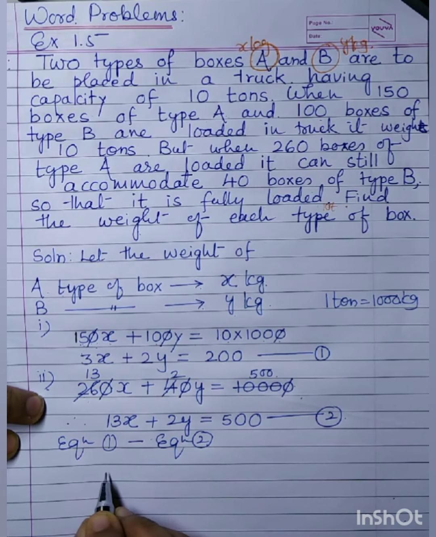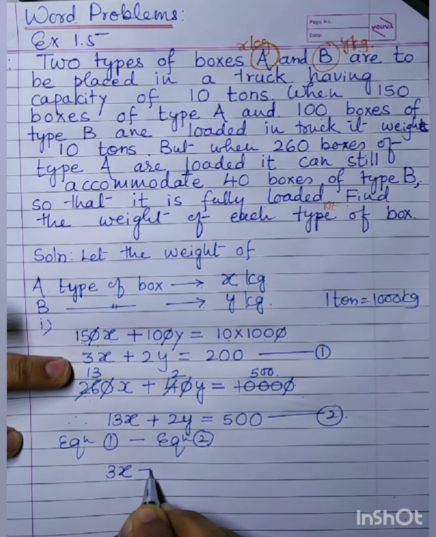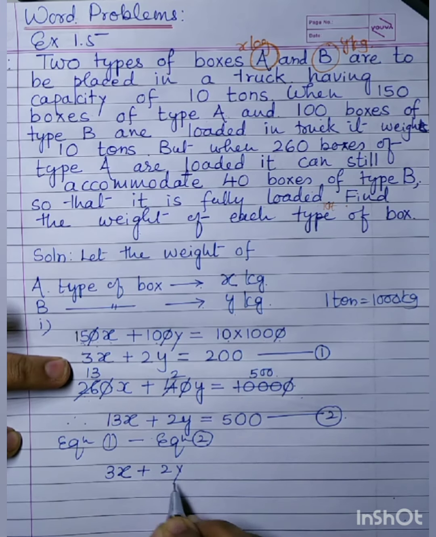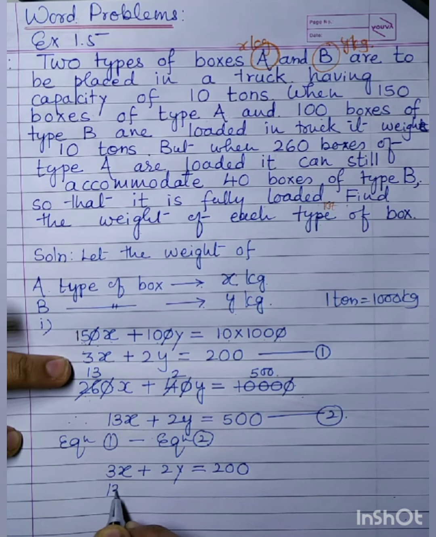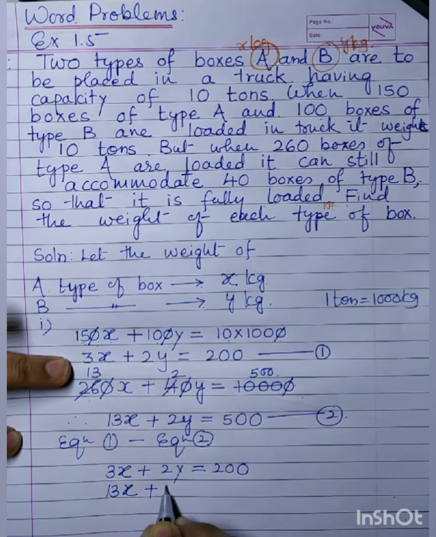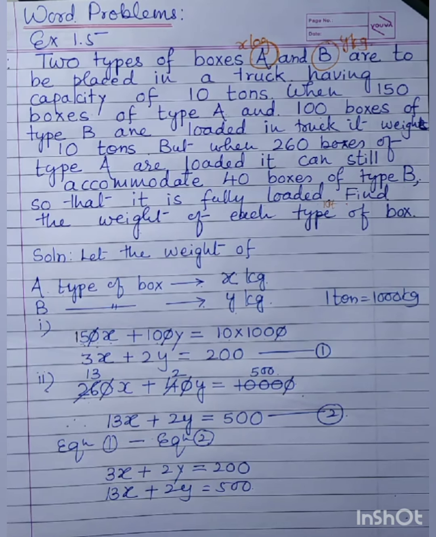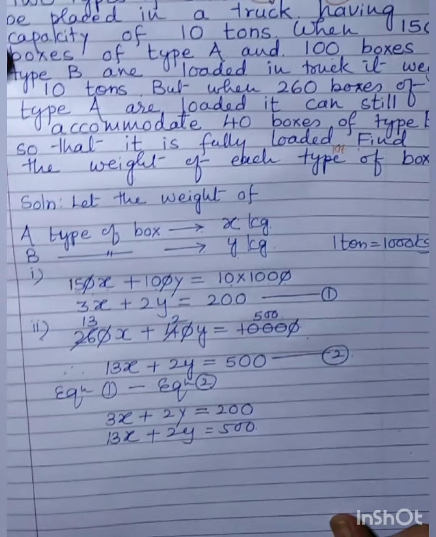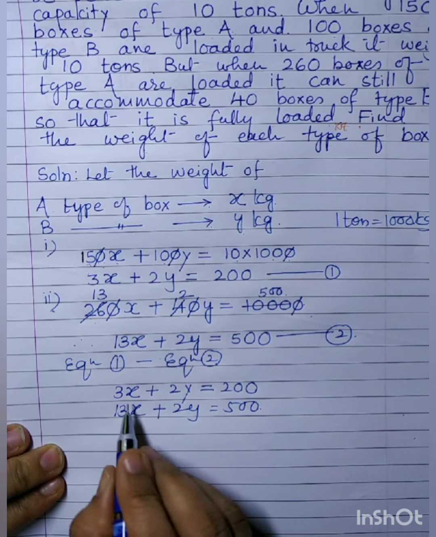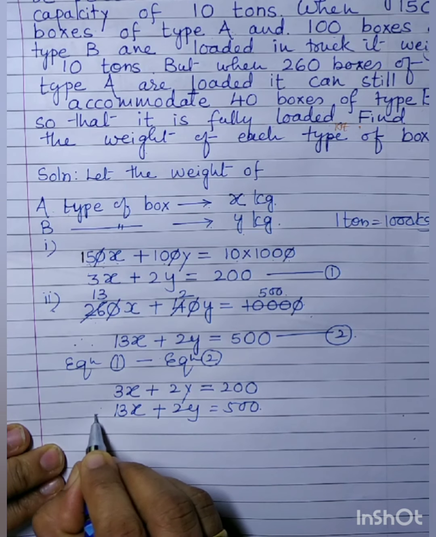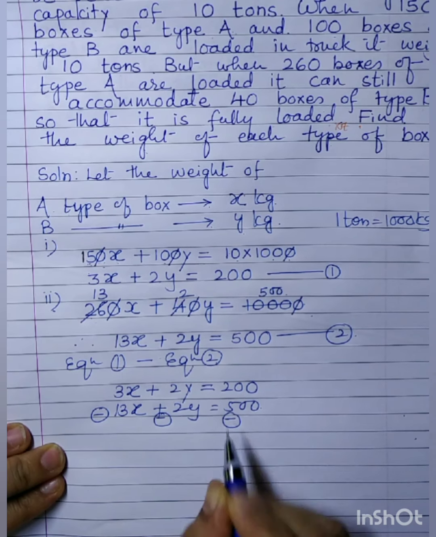Write down the equation. First equation is 3x plus 2y equals 200. 13x plus 2y is equal to 500. Now you must have understood why I was saying that equation 2 minus 1 would have gone easy for you, right? In case you do not do that, what will happen? For that I have taken this. So subtracting means, remember, again all signs would change here, right?